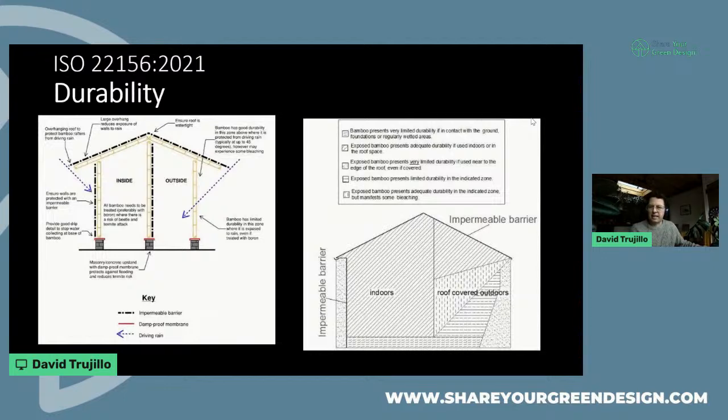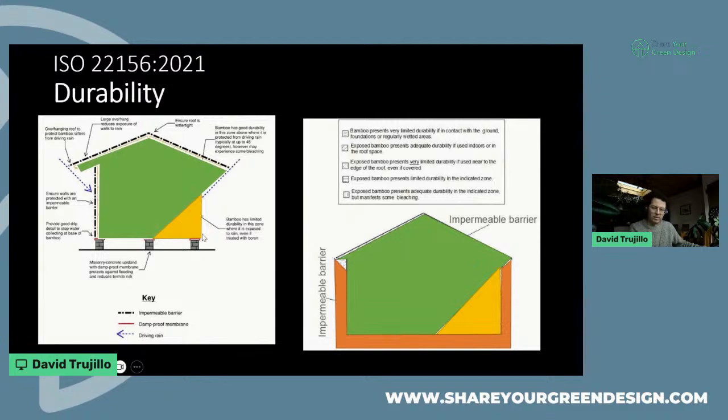So in previous documents, we've made a schematic view of where bamboo performs well. One of the ways to realize where bamboo performs well is, unless you have an impermeable barrier, you trace this 45-degree angle. And if your bamboo, from the edge of the roof, is hit by this 45-degree angle, then it means your bamboo is in a location where it's going to have limited durability. So that's sort of a 5-year durability location.